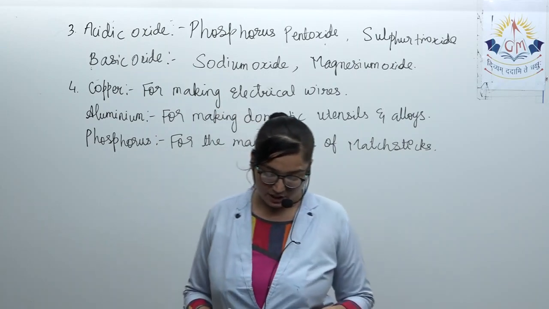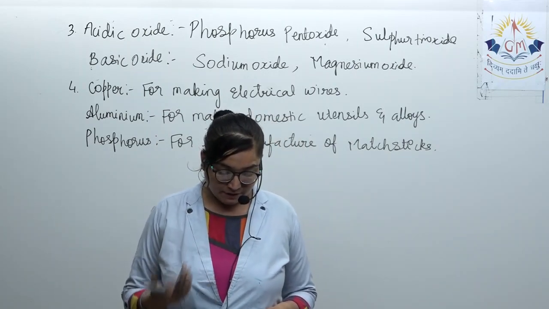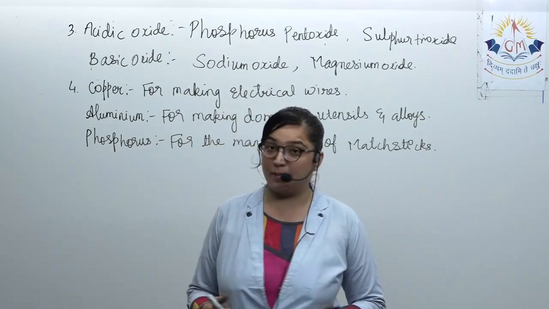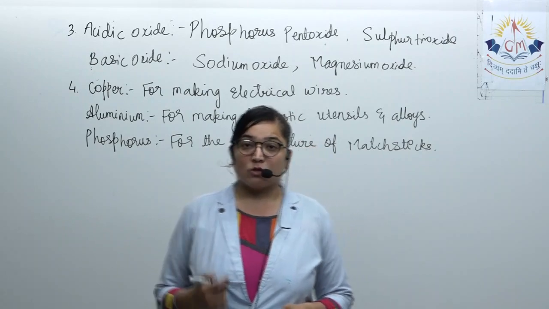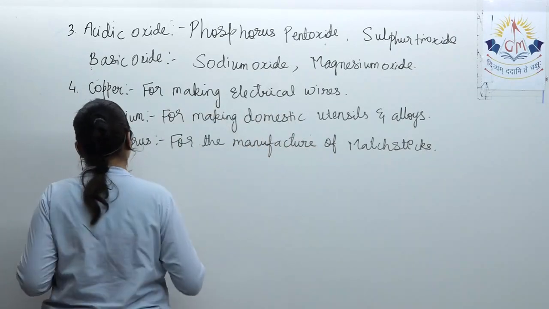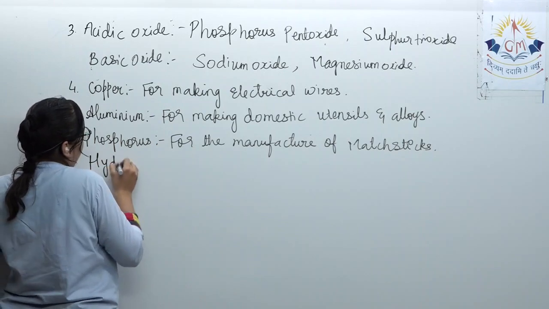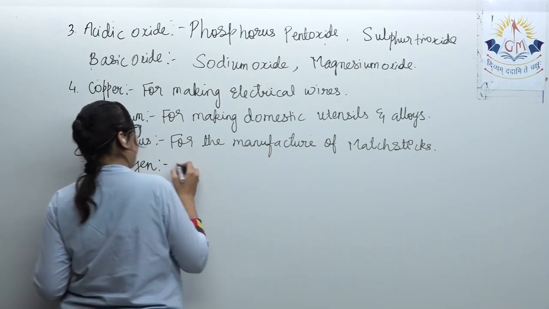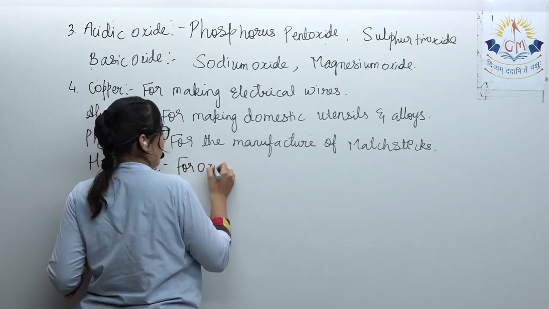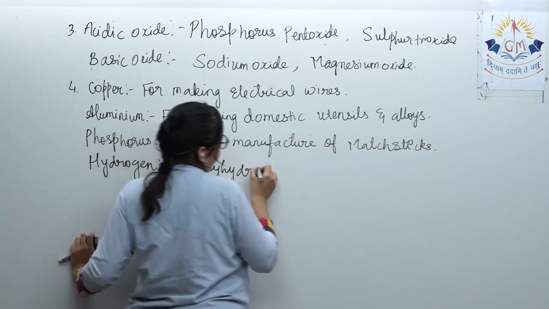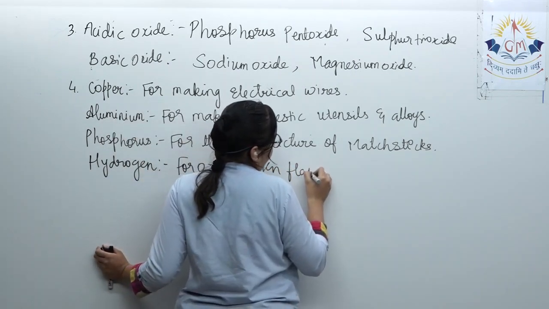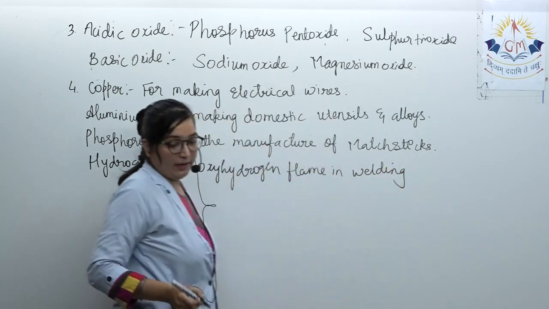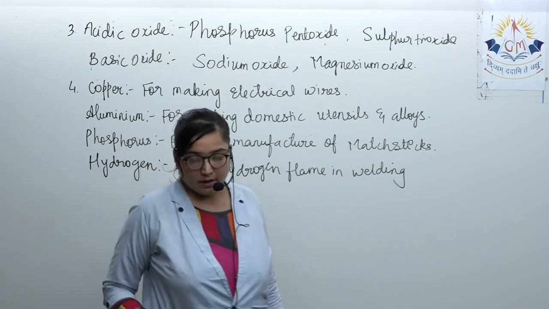Next particular one, hydrogen. Hydrogen is used for manufacturing of vegetable ghee from vegetable oil. That is its basic use. As a fuel it is used. There are many uses of hydrogen in oxyhydrogen flame in welding. So these are its common uses. For the manufacturing of ammonia, so any one main use you can write. In welding. Alright.